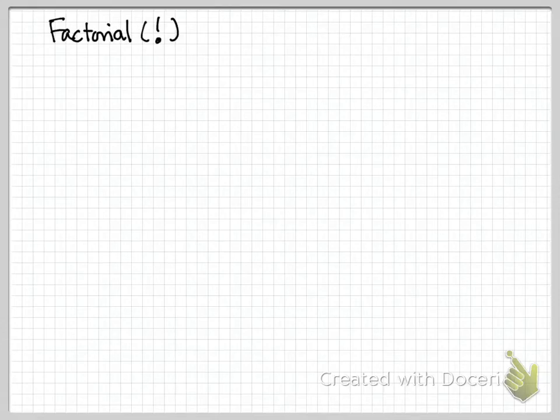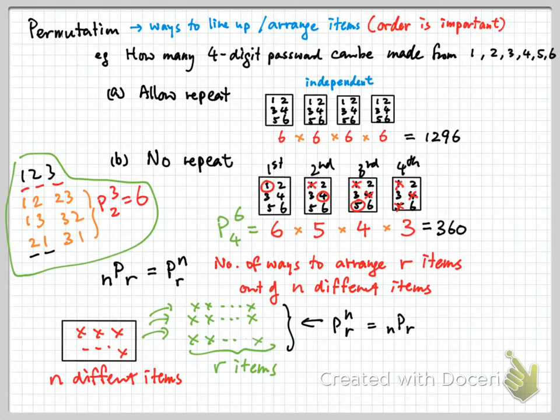In this video, we want to use the factorial notation to calculate nPr. Previously, we talked about nPr. nPr is the number of ways to arrange r items out of n different items. So we have n different numbers, and every time you pick r of them and line them up. The number of ways to do that is nPr. So how do we calculate nPr?